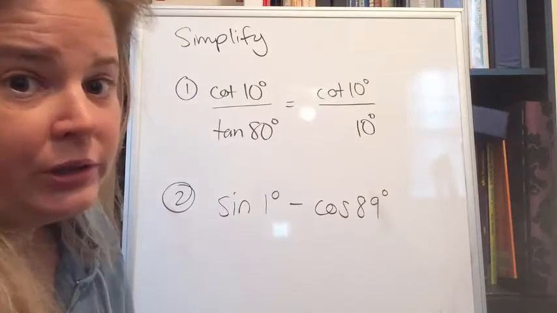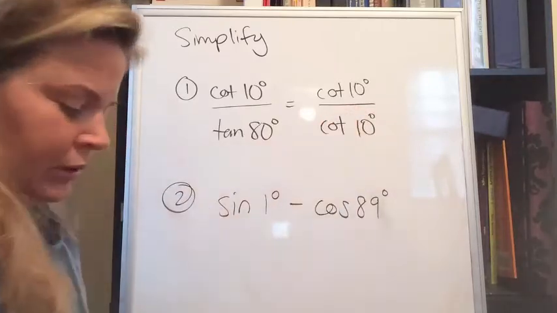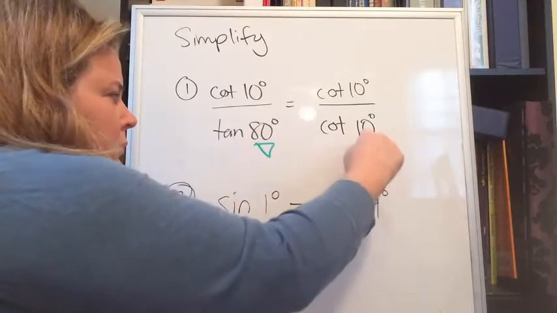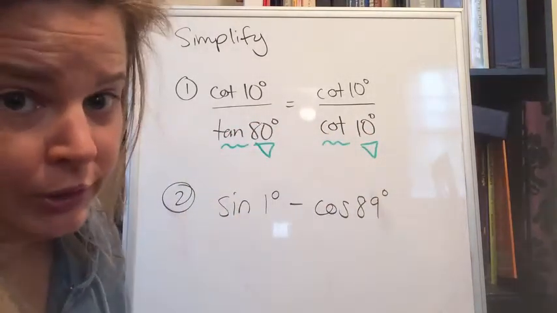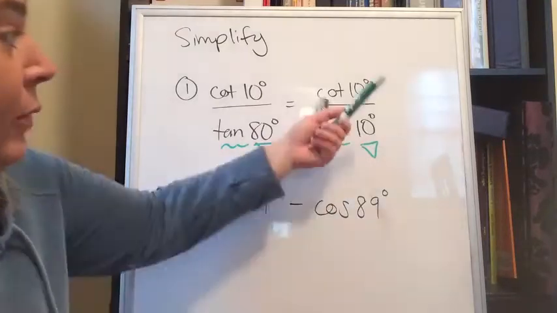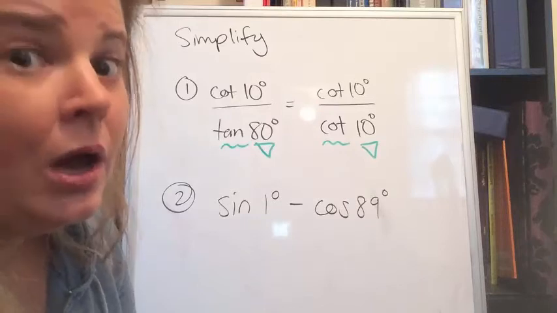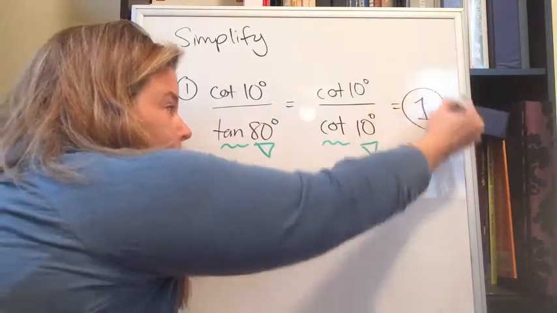What's the cofunction of tangent? That would be cotangent. So since I've changed the angle, I must also change the function to its cofunction. And now we have something that we actually can simplify. What's cotangent of 10 degrees over cotangent of 10 degrees? Well, since they're the same, they cancel each other out, and we get 1.